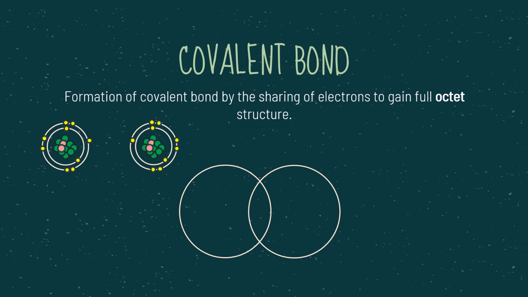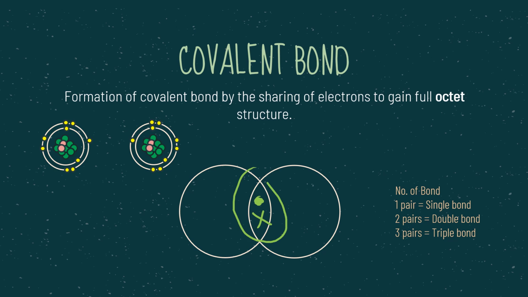Now we see two circles, and each circle represents an atom. The sharing of electrons is depicted when they are drawn in the area where the two circles intersect. We can use a dot to represent the electron from one atom and a cross to represent the electron from another atom. This pair of electrons here represents a single bond. 2 pairs represent a double bond and 3 pairs represent a triple bond.